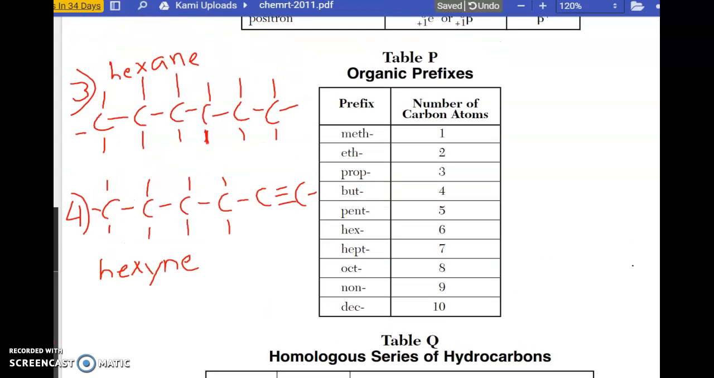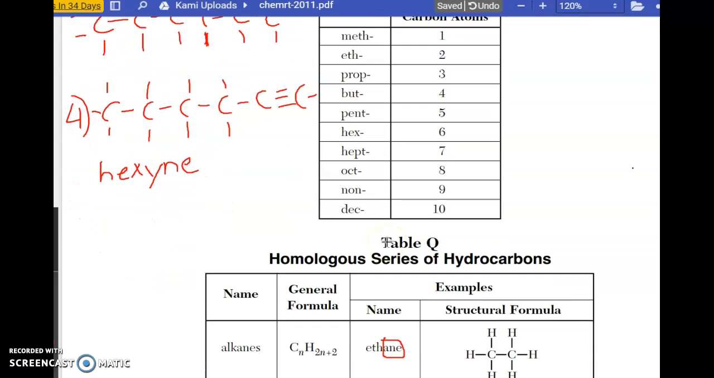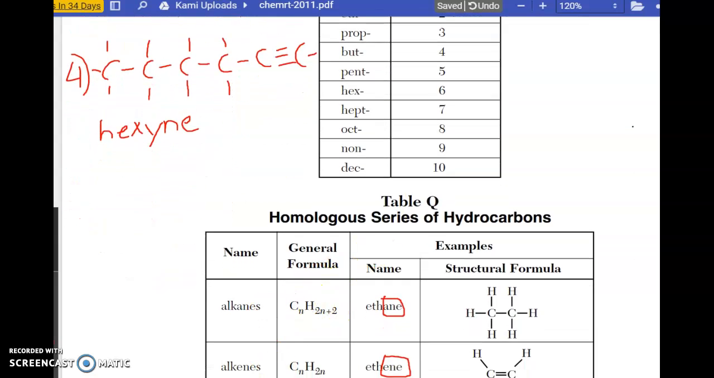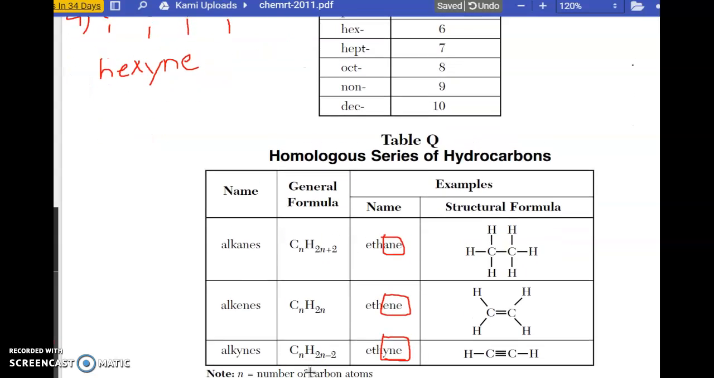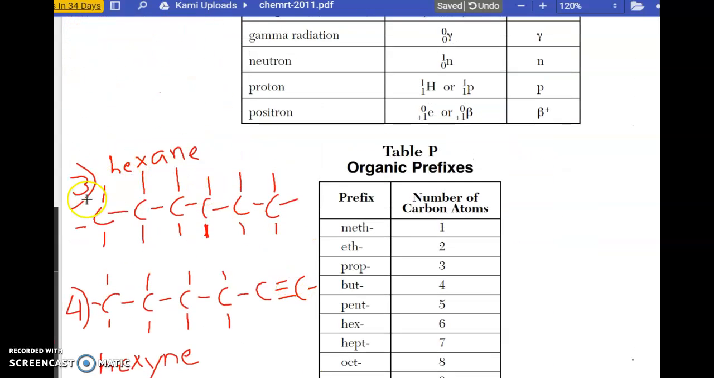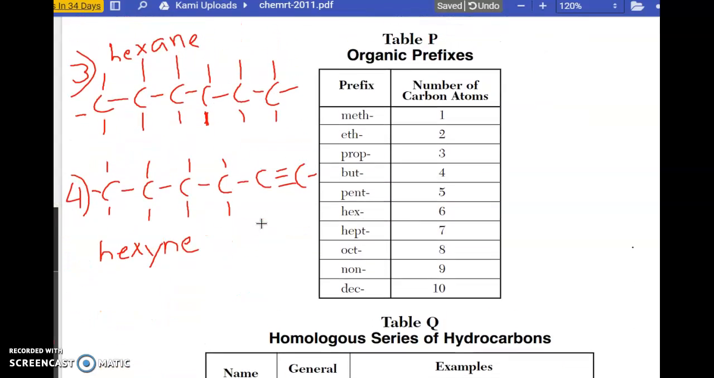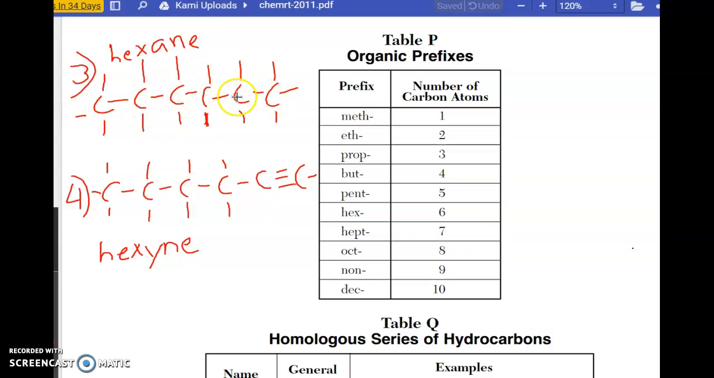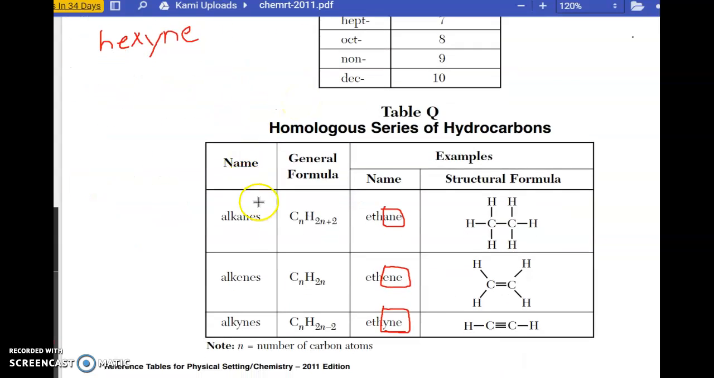Okay, now that we have the name of the compound, I want to figure out what the general formula is. But I don't want to go through and count all the hydrogens because that's just annoying. It's too much work. So I'm going to start with number 3. I know this has 6 carbons, and it's in the category of alkanes because it has all single bonds. So I'm going to use this formula.